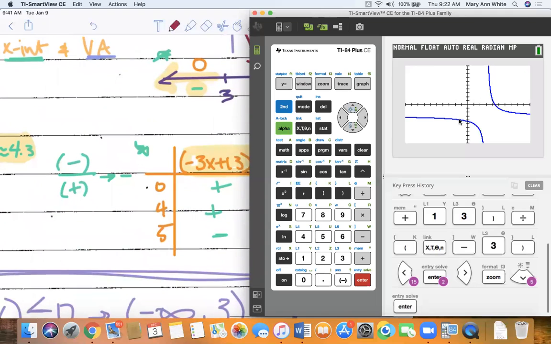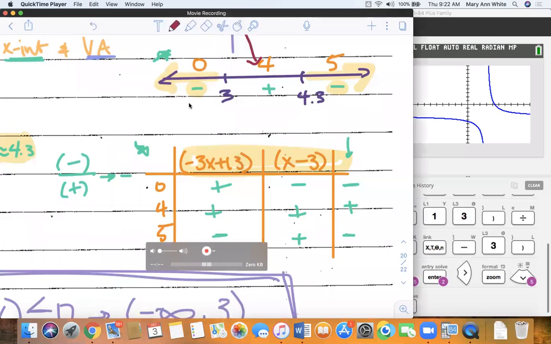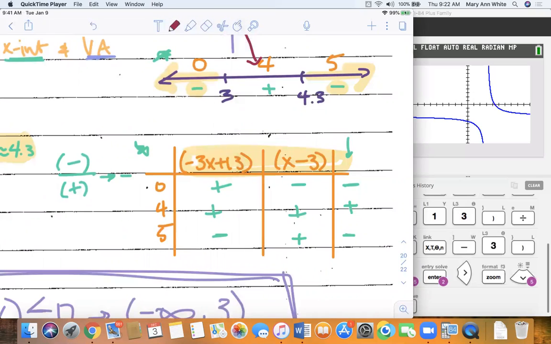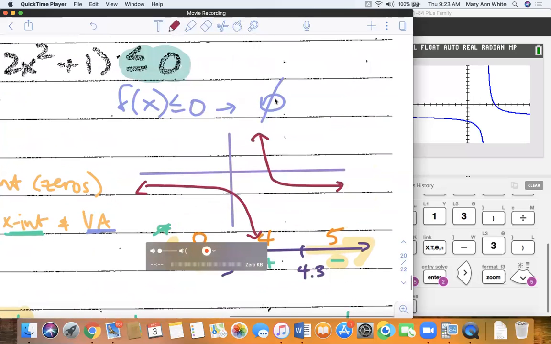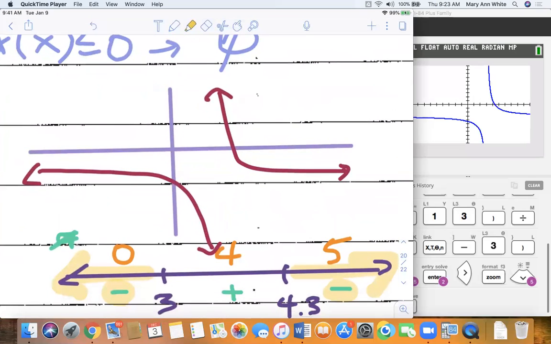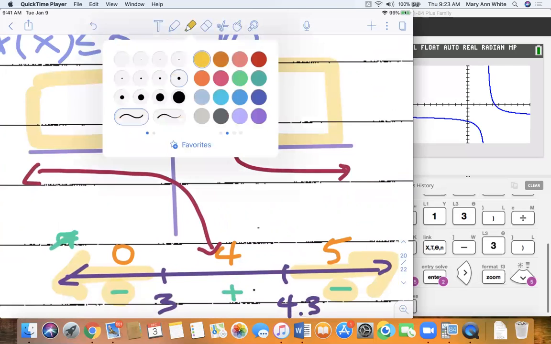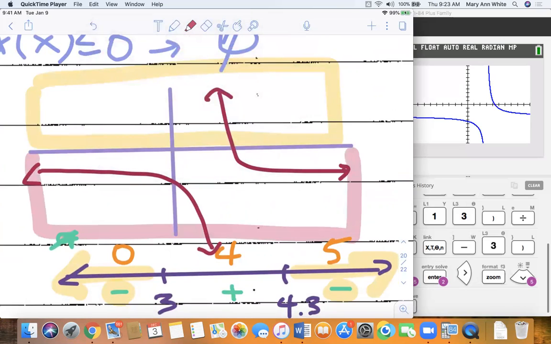My sign chart tells me where it's less than or greater than 0. And when I say it is less than or greater than, I mean the function, or the y's. So I'm essentially looking at my y-axis to see if I'm in the negative y area or the positive y area. What my sign chart told me is that I should be in the negative y's anywhere less than 3 and anywhere bigger than 4.3. And then I was only positive between 3 and 4.3. So if I'm looking at this little graph, the positive y's are up here, bigger than 0, and the negative y's are down here, less than 0.